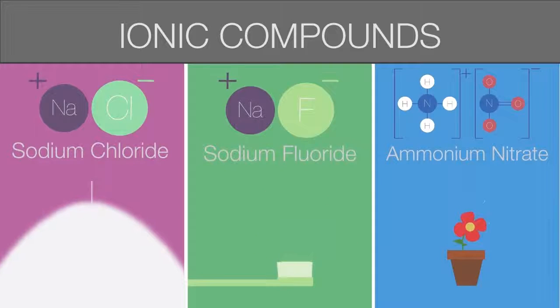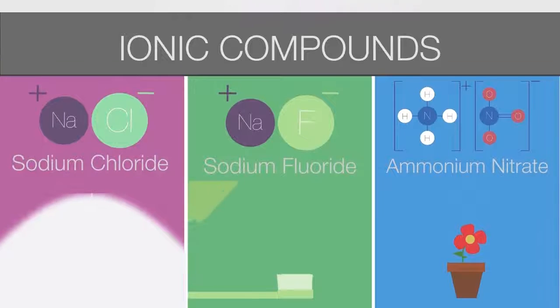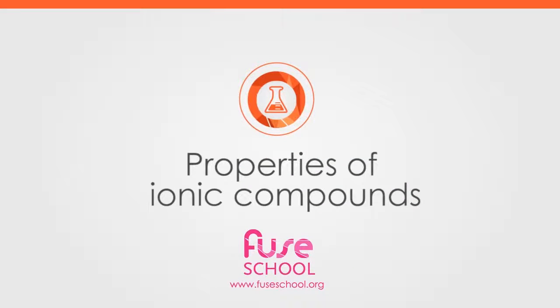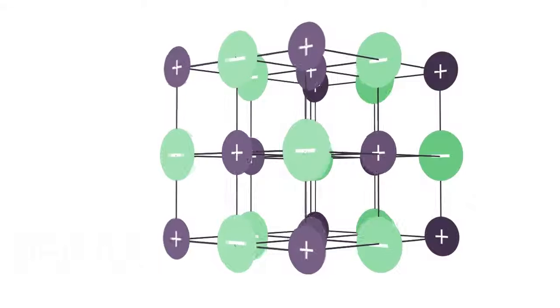Although their real-life applications are very different, they share a few key properties. In this lesson, we will learn about the properties of ionic compounds. These ionic compounds have very high melting points and are brittle because of their 3D giant ionic lattice structure.